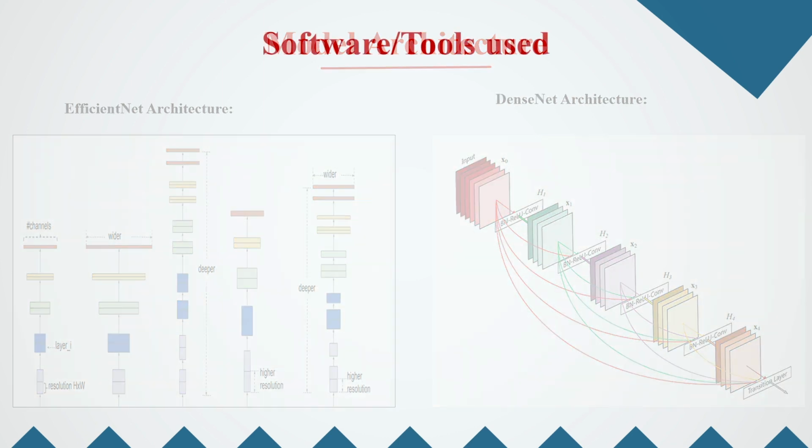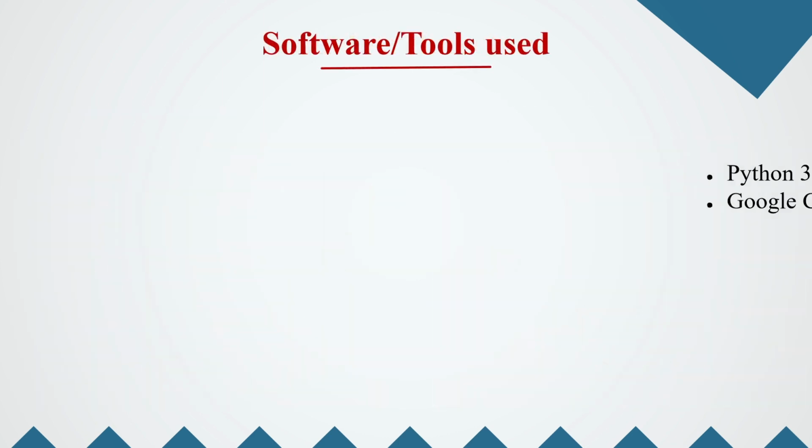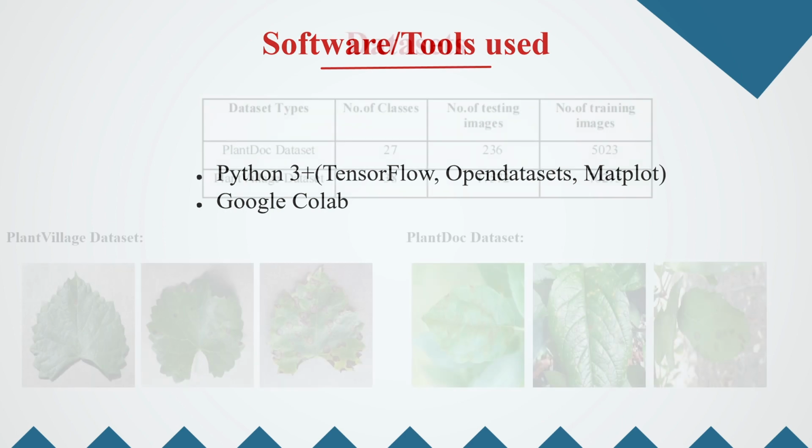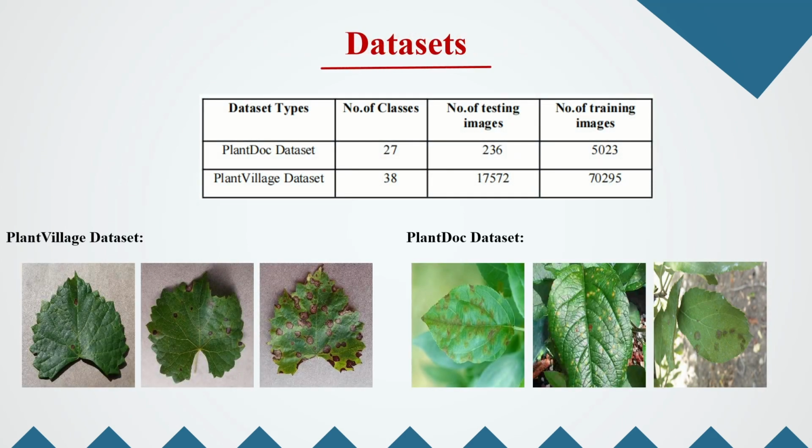The software and tools used are Python 3+, which has TensorFlow, Open Datasets and the Matplotlib libraries, and Google Colab. Here is the dataset description. Here we are using two datasets called the PlantDoc dataset and the PlantVillage dataset. In the PlantDoc dataset, there are 27 different classes. In the PlantVillage dataset, there are 38 different classes.